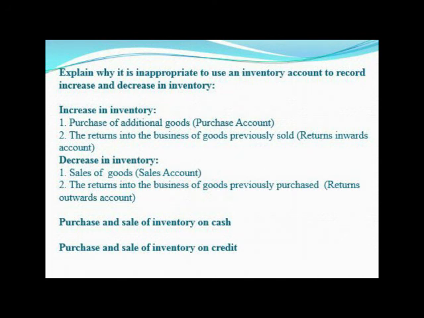Whereas in decrease of the inventory, we will again have two aspects, the sale of the goods or return outwards. When we are selling the inventory, we will deal with the sales account, and when we are returning the inventory, we will deal with the return outwards account, right? Then we will discuss purchase and sale of inventory on cash and purchase and sale of inventory on credit. Now I will explain all these transactions through the transactions and the T accounts for better understanding.